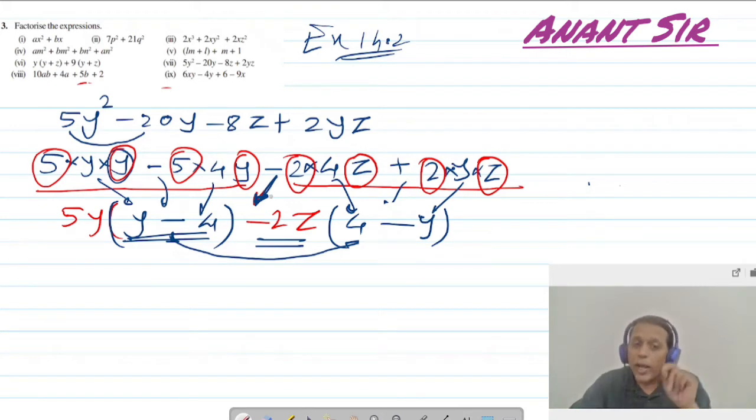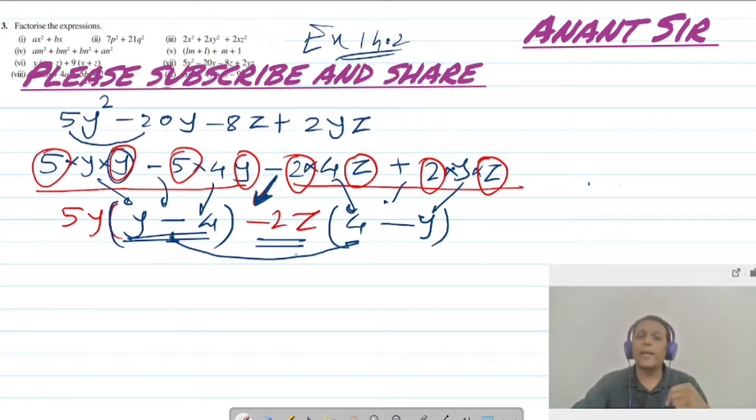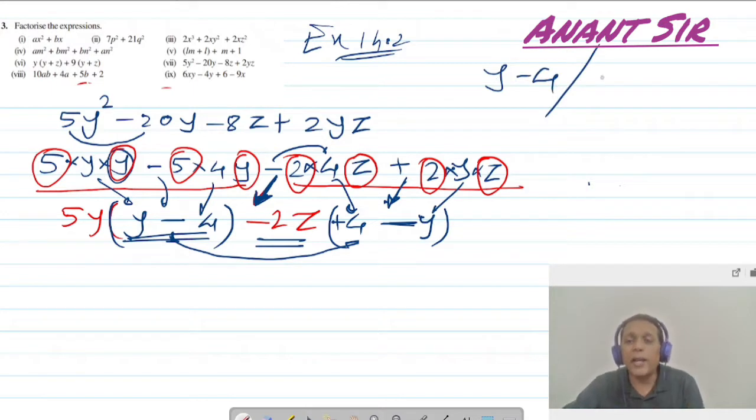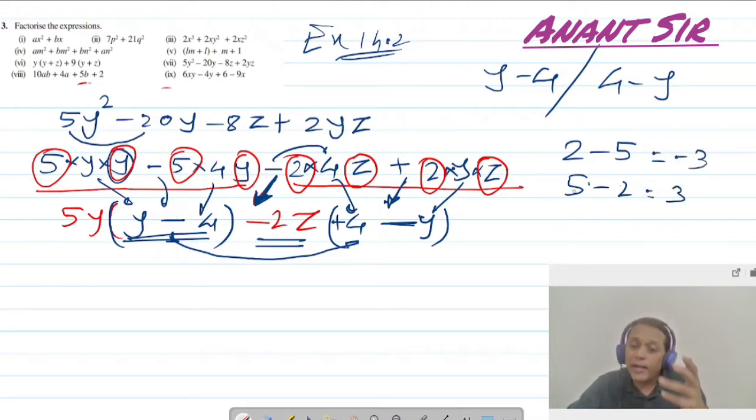Okay. So what we are doing here, as we have taken minus 2z common, we have taken minus common, so we have to change the sign of both the terms. See this minus 4 became plus 4 here, and this plus y became minus here. So that's why we changed the sign. But still we have the same problem. Because in the first bracket it is y minus 4 and in the second bracket it is 4 minus y. They are not the same. We know that, right? Because see, 2 minus 5 and 5 minus 2 are different. 5 minus 2 is 3, 2 minus 5 is minus 3. They are not the same. So what to do now?